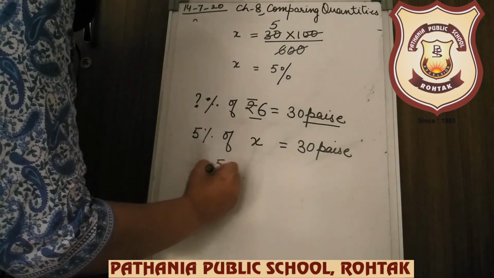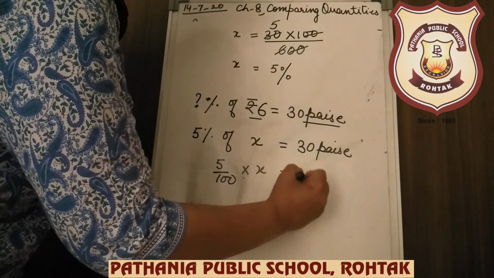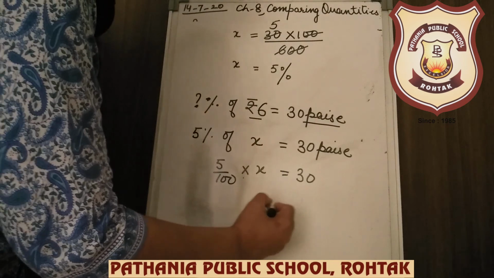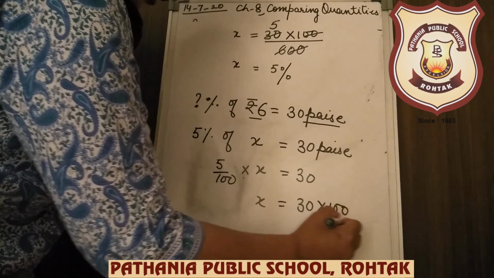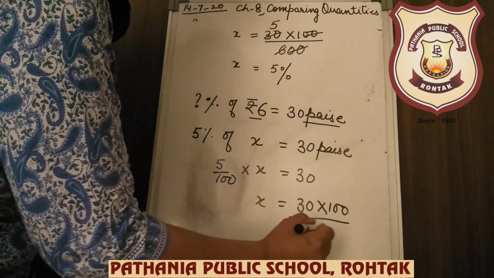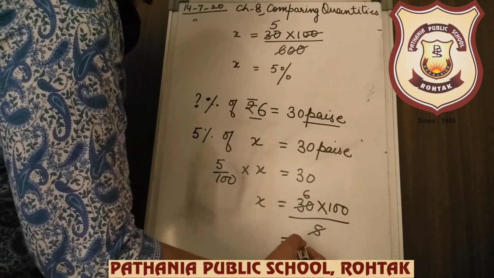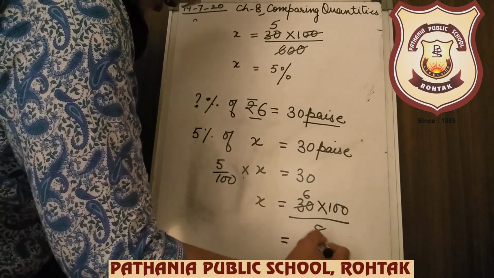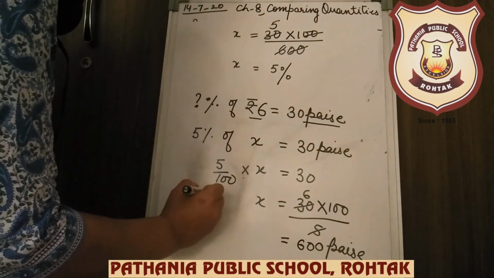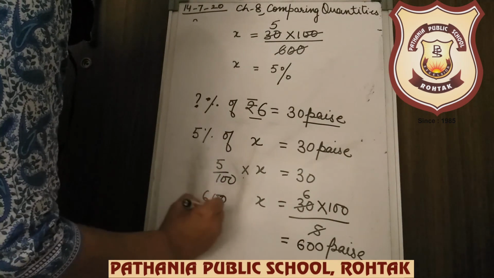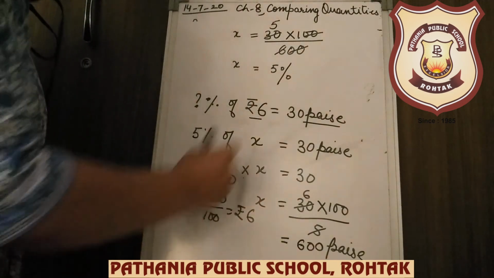Now convert this. 5 upon 100 multiplied by x is equal to 30. X is equal to 30 multiplied by 100 upon 5. And 5 6s are 30. So 6 into 100, 600 paise. And divide this 600 by 100. This will become rupee 6. So you got the same thing.